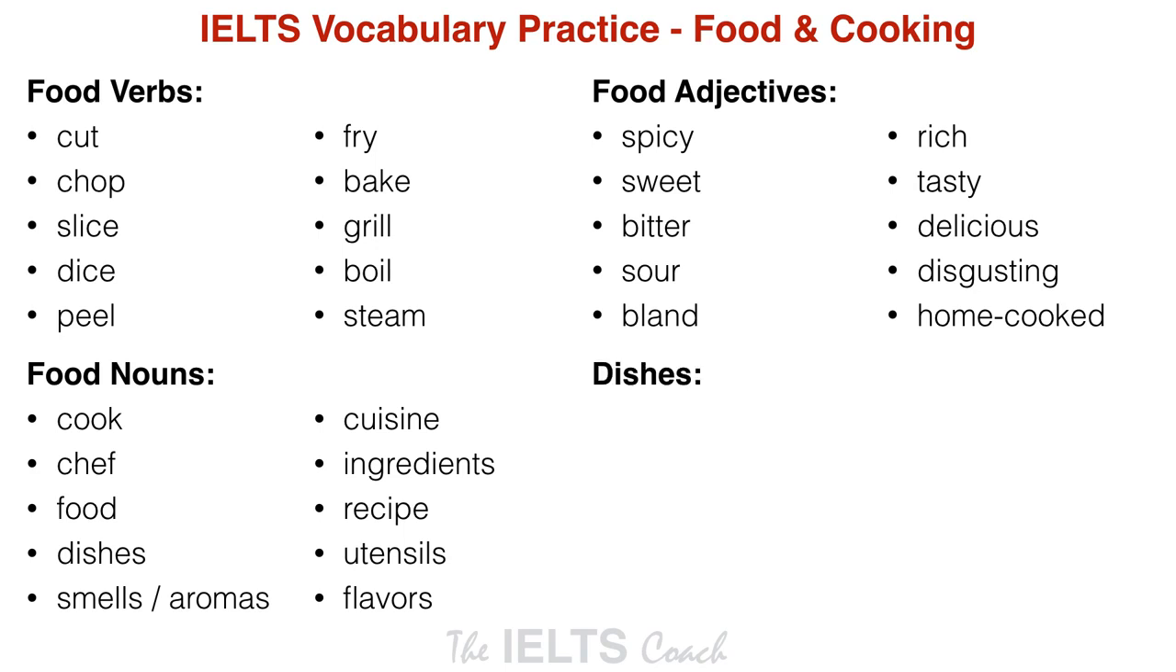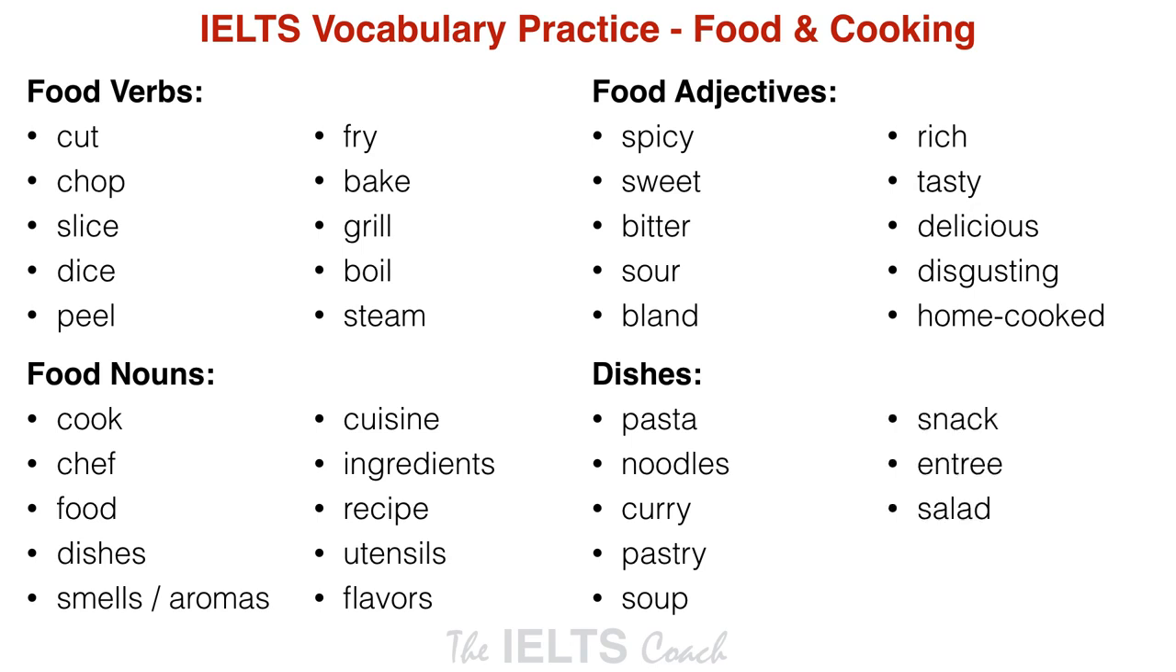Now different kinds of dishes and cuisines from around the world. Pasta, noodles, curry, pastry, soup, snacks, entrees, salad, dessert, seafood. So those are different words connected to food and cooking. And now we will see how to use those words in a sentence. So underneath this video, there is a PDF that you can download and print as a gap fill. Listen and fill in the words that I say.